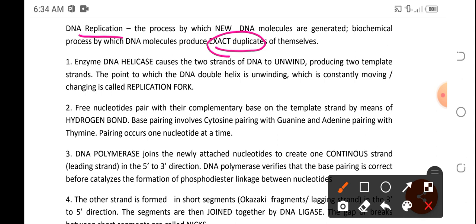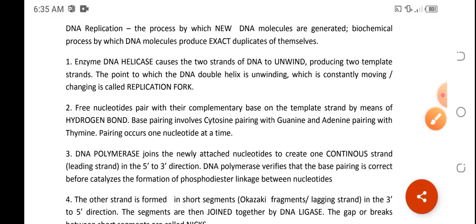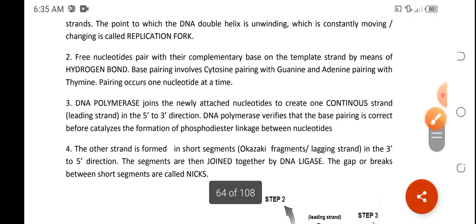And we have summarized the steps in DNA replication. First, the enzyme DNA helicase causes the two strands of DNA to unwind, which produces two template strands. The point at which the DNA double helix is unwinding is called the replication fork. Okay? And then we also have free nucleotides pair with the complementary base on the template strand by means of hydrogen bonding. Okay?